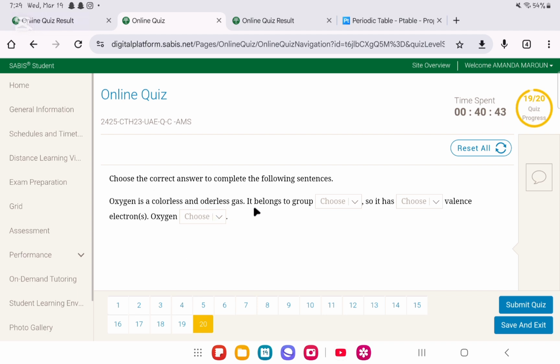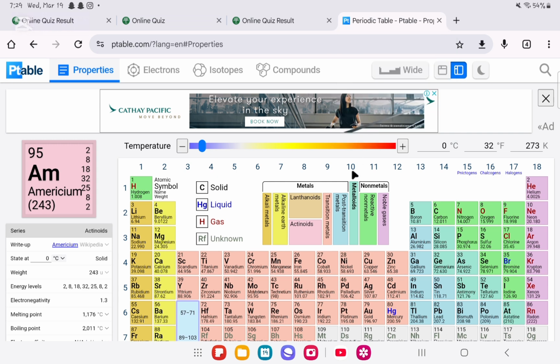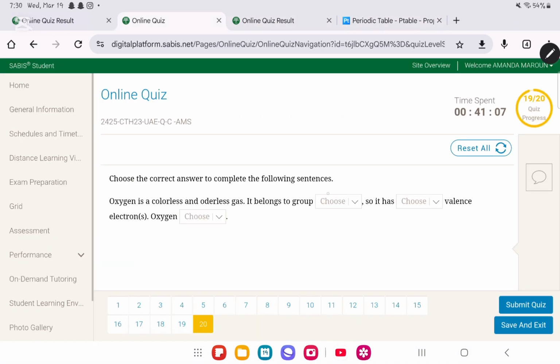So oxygen is a colorless and odorless gas. It belongs to which group? If you come over here and search for oxygen, you will see that it is in this group over here. So let us see which group it is in. This is group 1, group 2, group 3, group 4, group 5, group 6. So it is in group 6. My bad for that. It belongs to group 6, and if you put it in Roman numerals, it is VI.